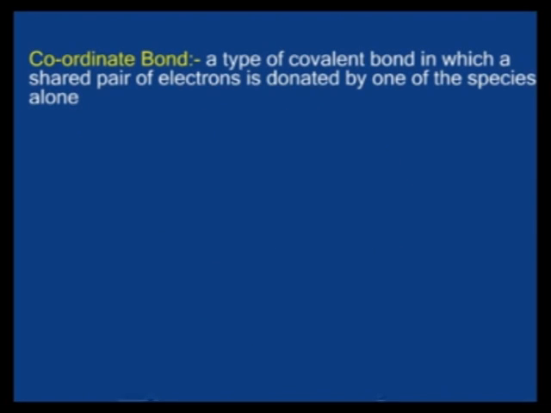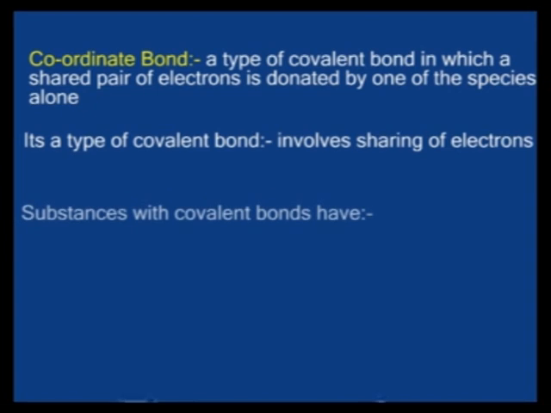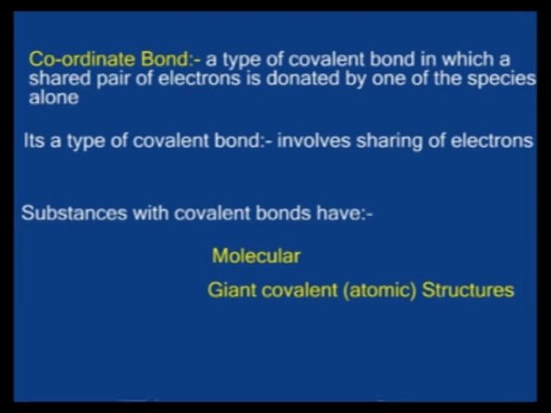Now, in summary, a coordinate bond is a type of covalent bond in which a shared pair of electrons is donated by one of the participating partners alone. It is a covalent bond because it involves sharing of electrons. So, just what kind of structures are we looking at in compounds that form covalent bonds? Substances with covalent bonds have either a molecular or a giant covalent or atomic structure.